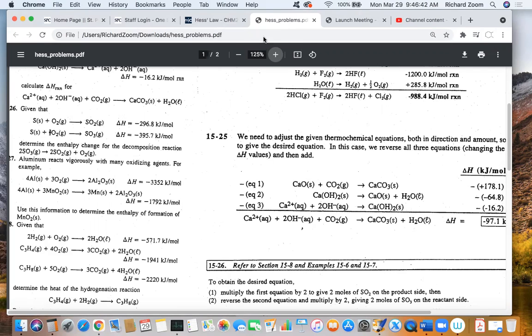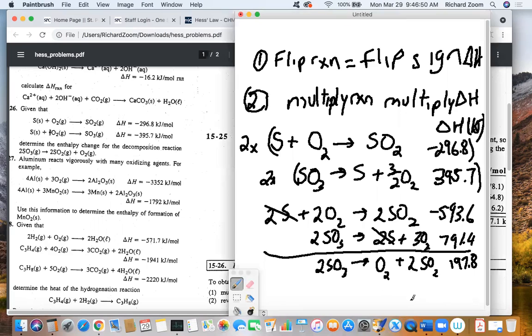I do. So for the O2s, since they're on opposite sides, it counts as 1? Well, since they're on opposite sides, you've got 3 on the right and 2 on the left. It's like having 3A on each and 2A on opposite sides of an equal sign. We just subtract 2A or 2 oxygens from each side. Oh, okay. Do you see what I'm saying? Yeah, I see now. Okay.